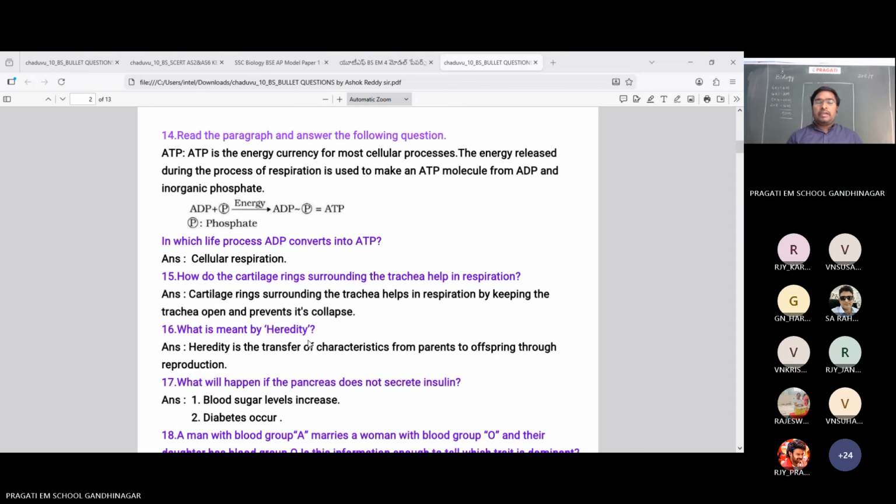ADP, phosphate, one of the phosphate, it turns into ADP. Okay, children? So during respiration process, we will observe this reaction.